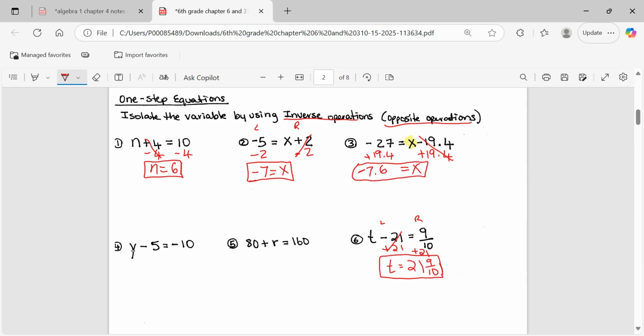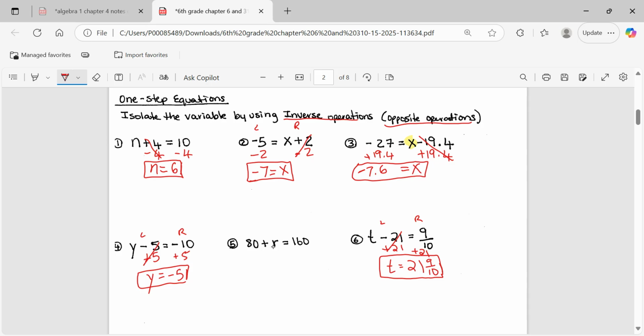For number 4, I want y. So I will get rid of the 5. I add 5 on both sides. So that y is equal to negative 5. Negative 10 plus 5 is negative 5.